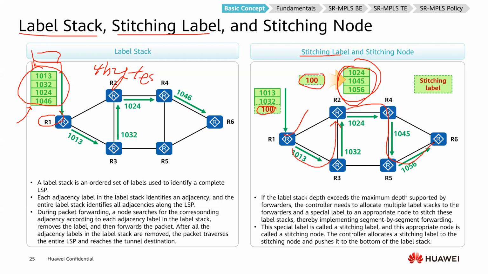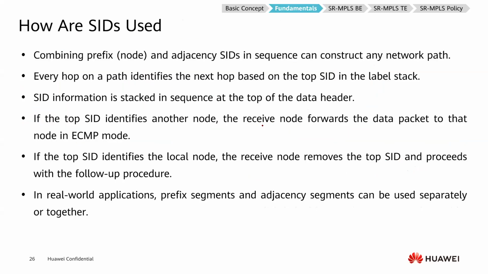Like if you think that the depth of the label stack is too deep. Okay, here's a basic concept, and let's look at the fundamentals. First is how SIDs are used. First, combining prefix, node prefix, and adjacency SIDs in sequence can construct any network path. We already checked it before.